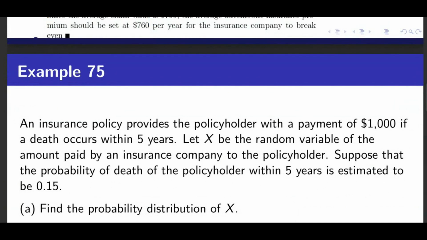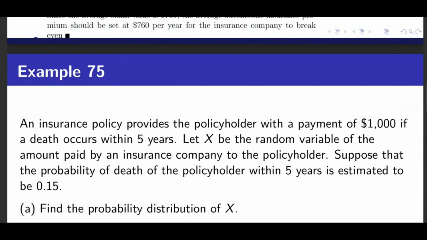An insurance policy provides the holder with a payment of 1,000 if a death occurs within 5 years. X is the random variable of the amount paid out from the insurance company to the policyholder. So suppose the probability of death within 5 years is estimated to be 15%. Find the probability distribution of X. What is X? So X measures how much gets paid out.